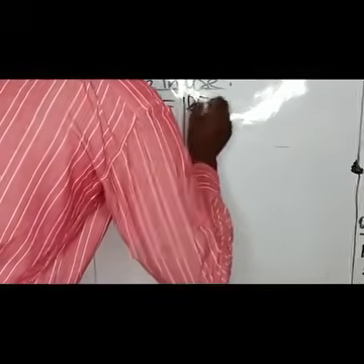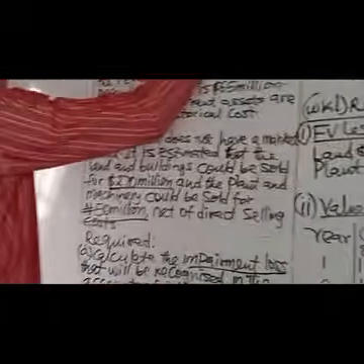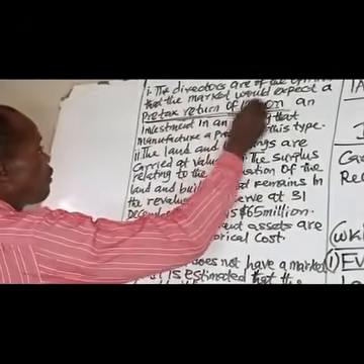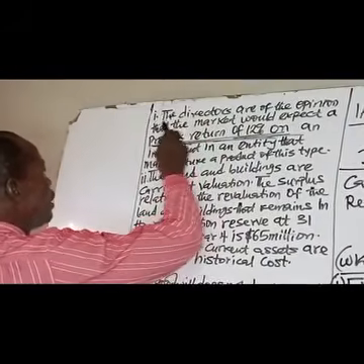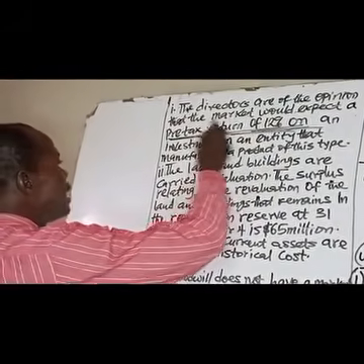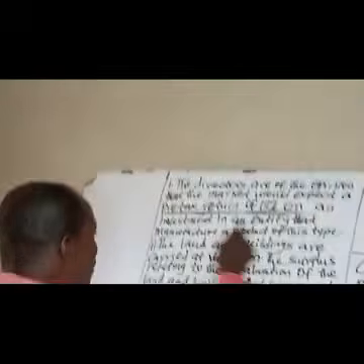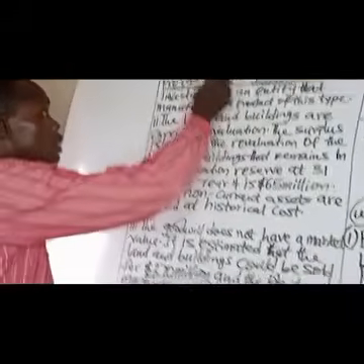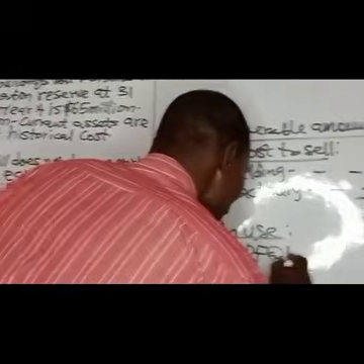Discount factor at, so we're given the cost of capital of 12%, because you were told the directors are of the opinion that the market will expect a pre-tax return of 12% on an investment in an entity that manufactures a product of this type. So this is the cost of capital. That is the discount factor. So we have at 12%.